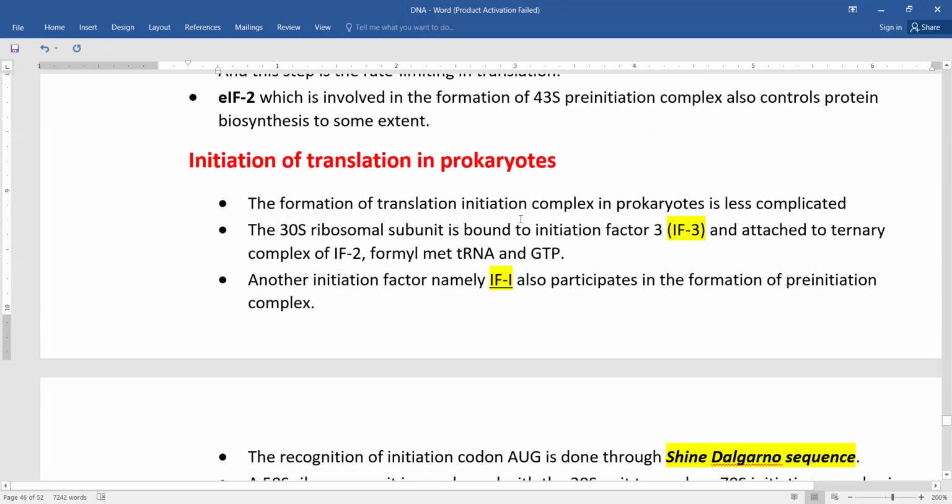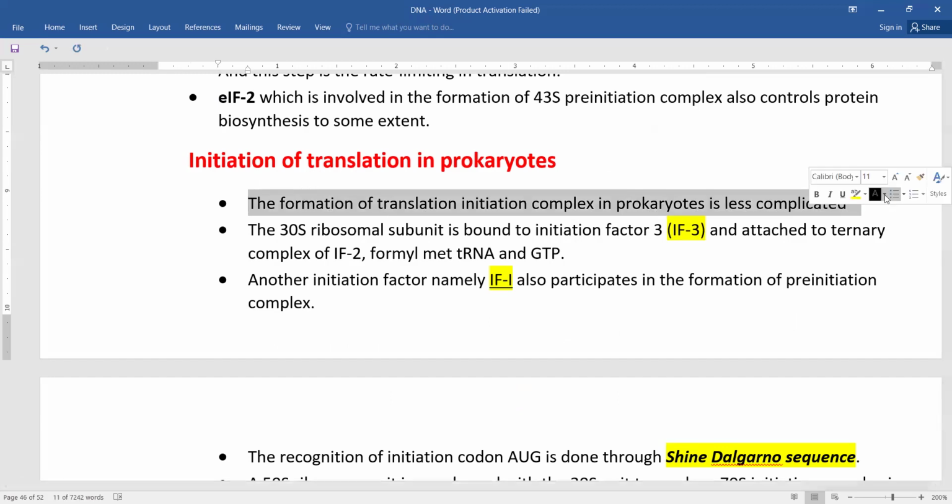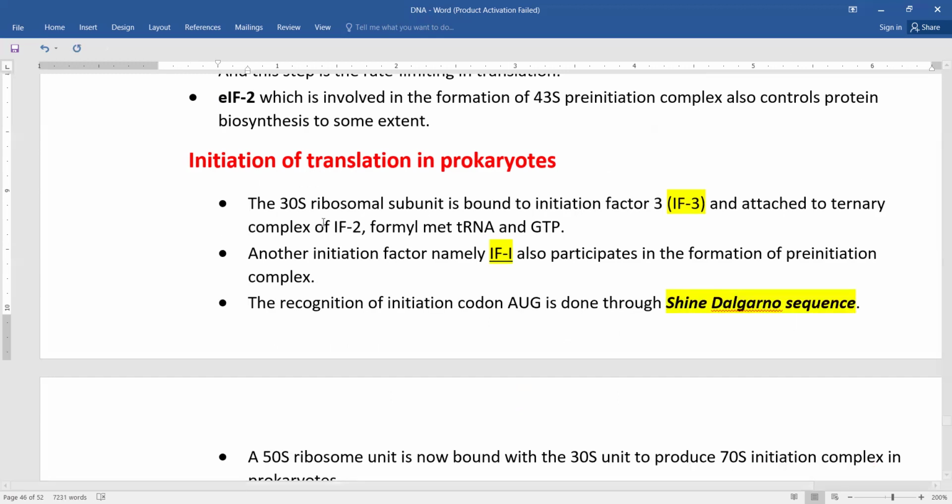ఓకే, సో ద ఫార్మేషన్ ఆఫ్ ట్రాన్స్లేషన్ ఇనిషియేషన్ కాంప్లెక్స్ ఇన్ prokaryotes is వెరీ లెస్ కాంప్లికేటెడ్. మామూలుగా ఉంటుంది, సింపుల్గా ఉంటుంది. ద 30S రైబోజోమల్ సబ్ యూనిట్ ఈస్ బౌండ్ టు ఇనిషియేషన్ ఫ్యాక్టర్ 3, అండ్ ఇనిషియేషన్ ఫ్యాక్టర్ 1. ఇవి రెండు గుర్తుంచుకోండి. ప్రోకారియోట్స్లో ఇది నేను ఎల్లో అని ఎందుకు పెట్టానంటే చాలాసార్లు అడిగింది ఇంతకుముందు. ప్రోకారియోటిక్ ఆర్గనిజంలో వాట్ ఆర్ ది ఇనిషియేషన్ ఫ్యాక్టర్స్ అని అడుగుతారు, మెయిన్లీ. సో IF1, IF2, ఒకవేళ ఇది కూడా ఇస్తే ఇవ్వచ్చు. టెర్నరీ కాంప్లెక్స్ అందులో కూడా ఉంటుంది.